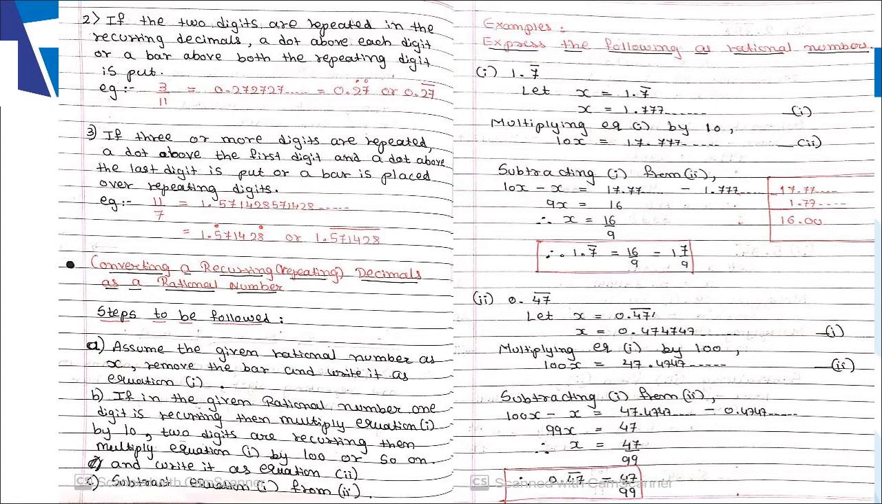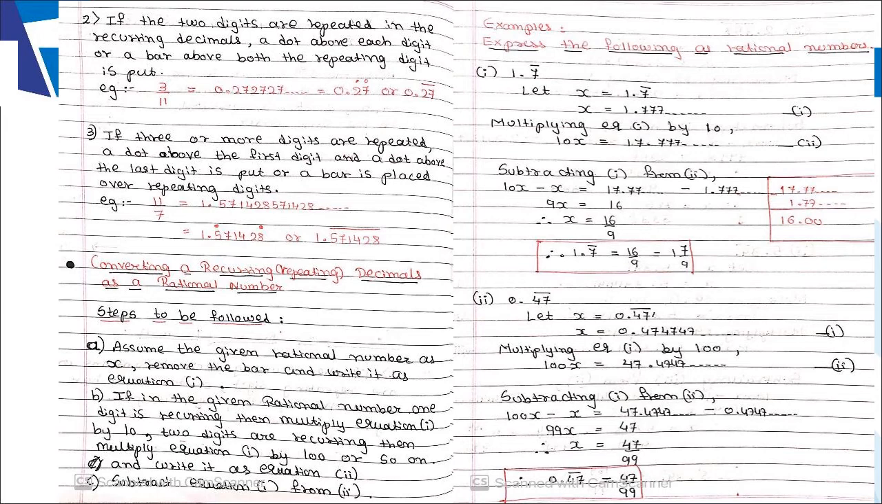Correct? So the steps were: assume the question as x, open it and write it as equation number 1. Remove the bar and write it as equation number 1. Then multiply equation 1 by seeing how many digits are recurring. If 1, then 10; 2, then 100; 3, then 1000, and so on. Then subtract equation 1 from 2, always.